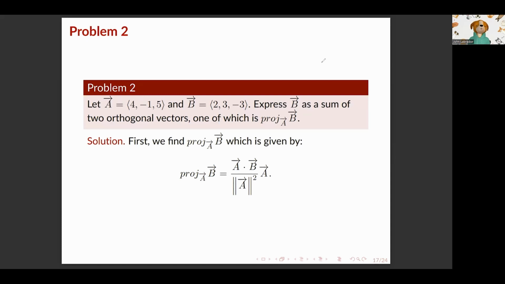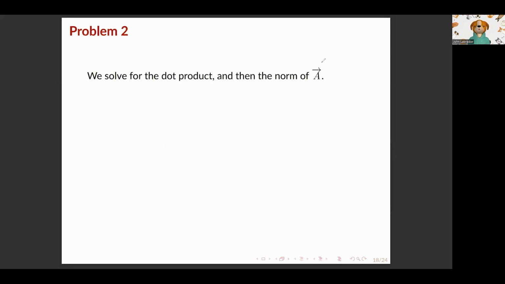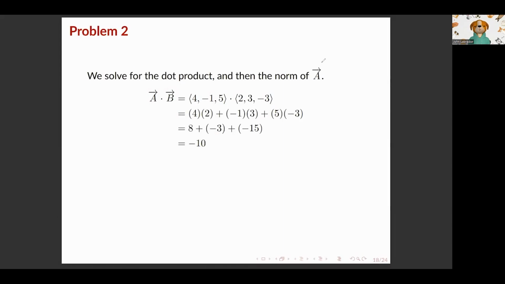We let A be the vector 4, negative 1, 5, and vector B equal to 2, 3, negative 3. We express B as a sum of two orthogonal vectors, one of which is the vector projection of B onto A. So the vector projection of B onto A is given by this formula right here. So we solve first for the dot product and then the norm of the vector A. So we solve for the dot product right here.